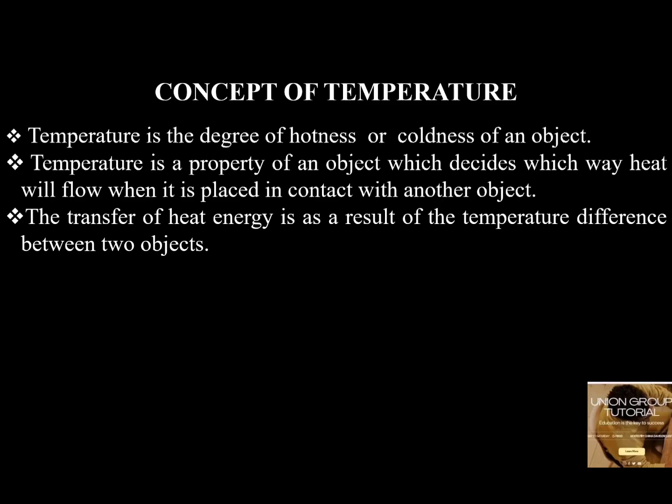So let's assume we have two bodies, body A and body B. For heat to flow either from body A to body B or from body B to body A, there's a concept that needs to be analyzed called temperature difference. Let's assume our body A is at 77 degrees Celsius and our body B is at 44 degrees Celsius.